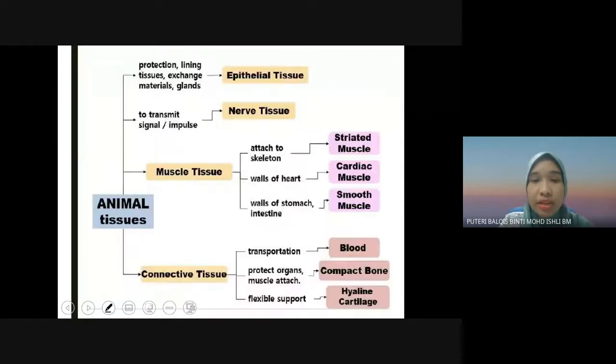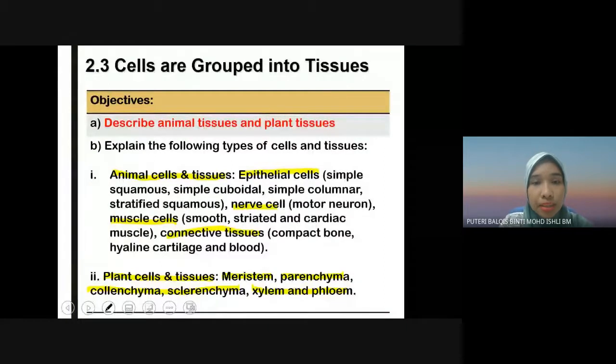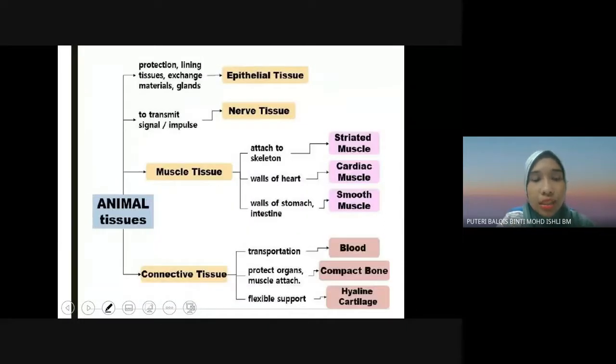So, describe animal tissue and plant tissue. I'm going to discuss animal tissue dulu. Okay, animal tissue, as I said, we have 4. Epithelial, nerve, muscle, and connective. For epithelial tissue, that is tissue for protection, for lining, for exchange materials, and glands.